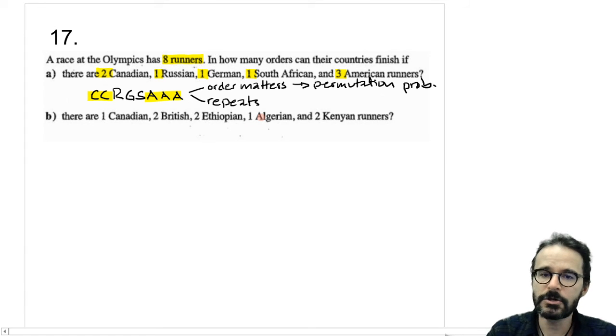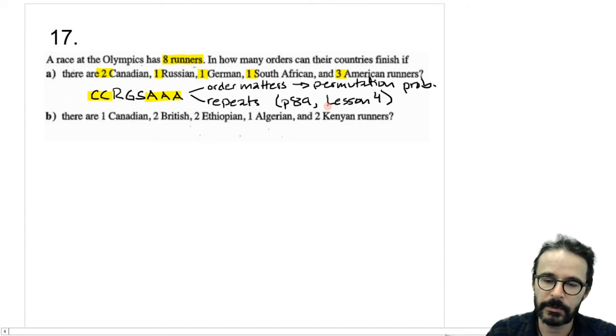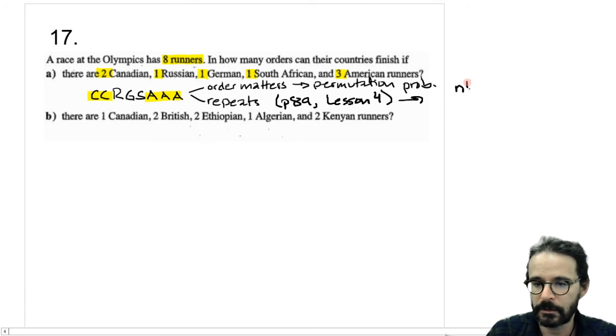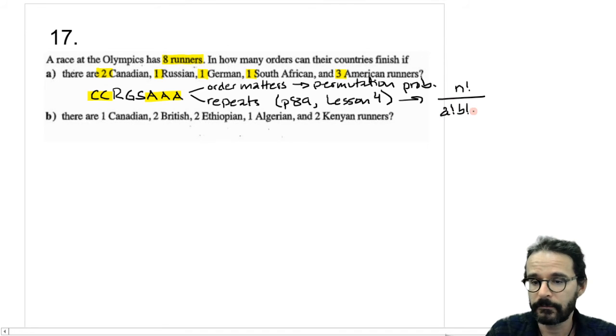In your PDF workbook, you can find information about repeats in permutation problems on page 89, in lesson 4. And we're going to be using a formula that looks as follows. We have the total number of letters, n factorial, divided by the factorial of the number of repeats of each of the letters that are repeating, so it's going to be a factorial, b factorial, etc.